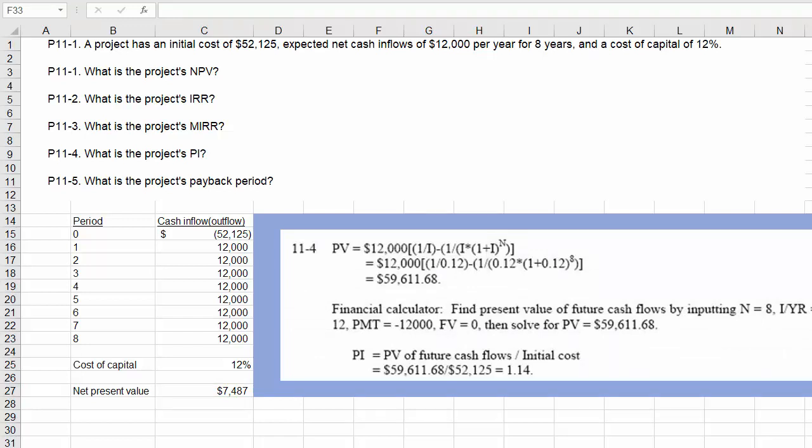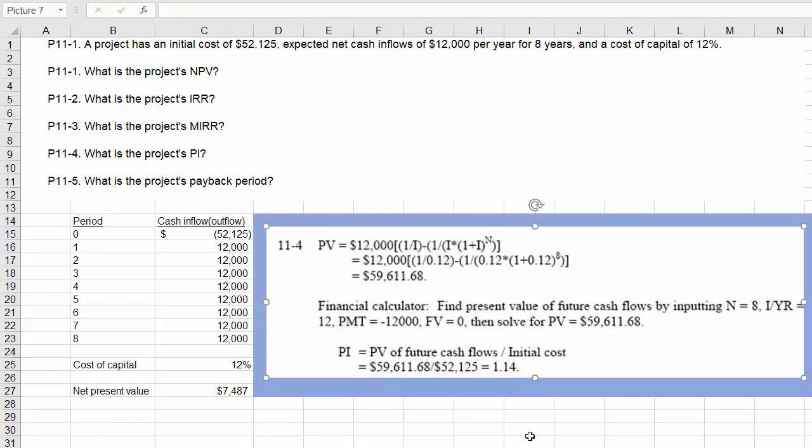Okay, now if you didn't want to solve this using Excel, you could solve it using the formula for present value, and that's given here. Now, I find that to be more complex and more difficult, so I prefer to use Excel.